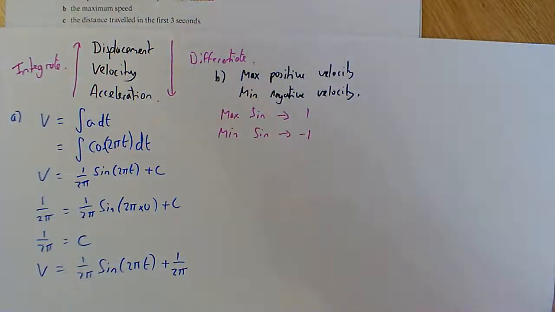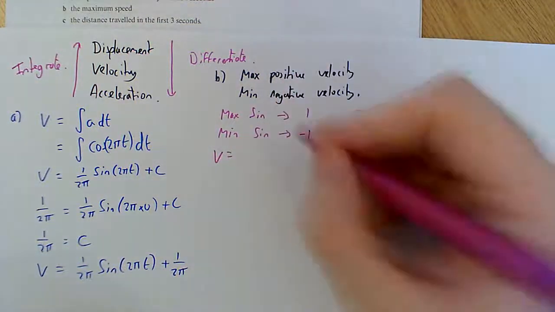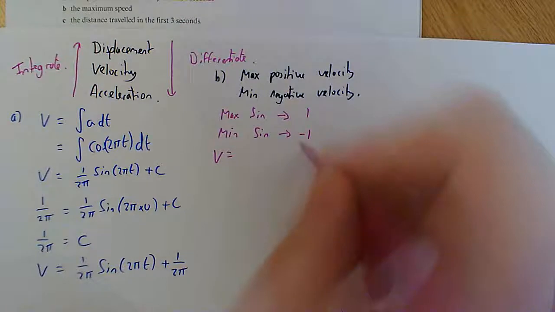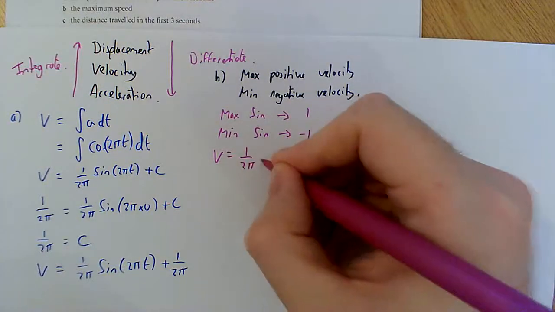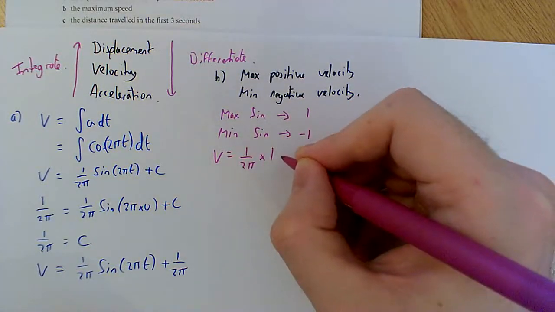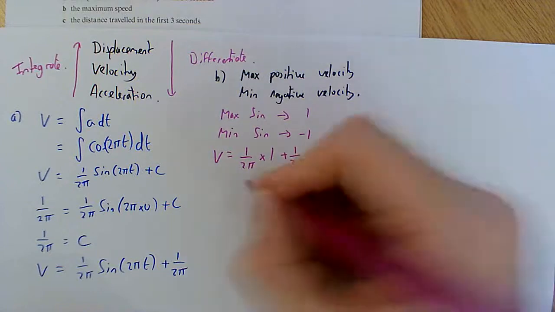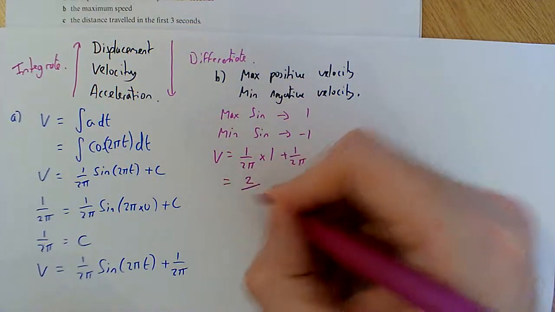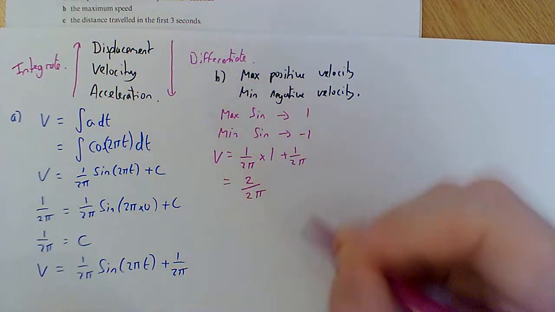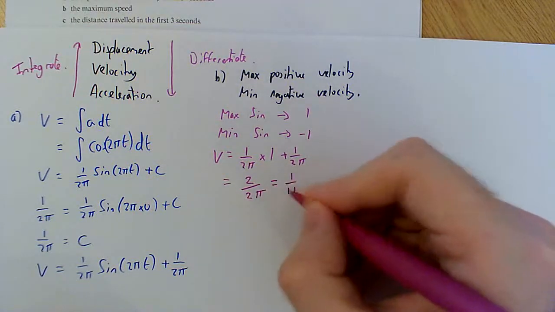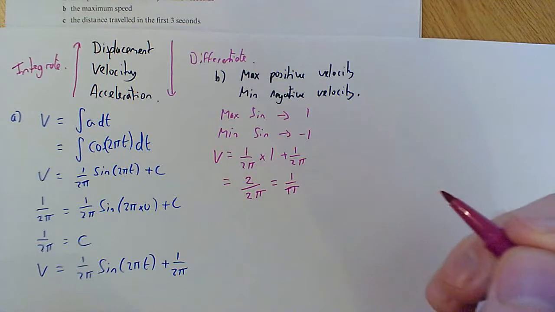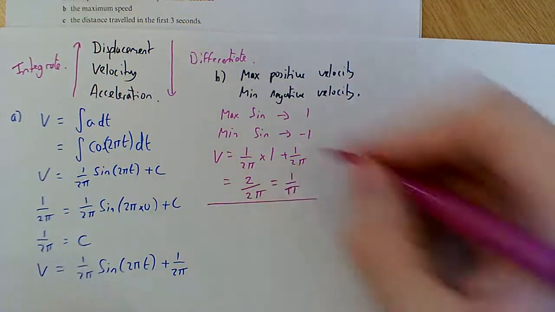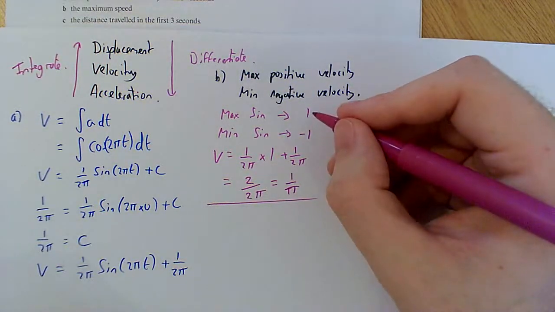So we're going to replace the sine term of each of these by 1 and then by minus 1. If we replace it by 1, we get 1 over 2 pi times 1 plus 1 over 2 pi, and that gives us 2 lots of 1 over 2 pi, so it's 2 over 2 pi, and we can cancel that to 1 over pi. That's for when the value is 1.